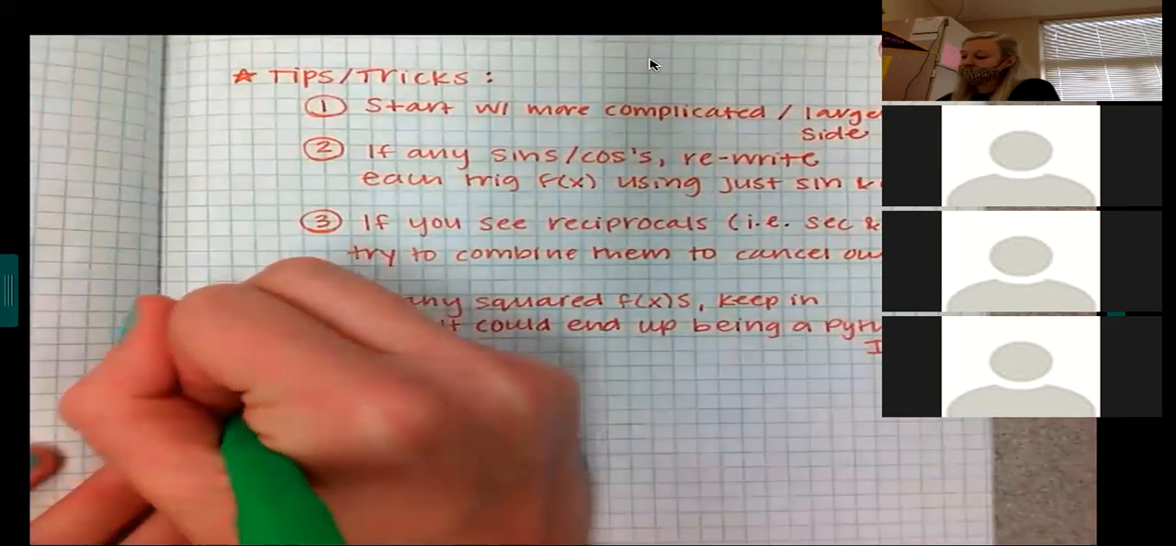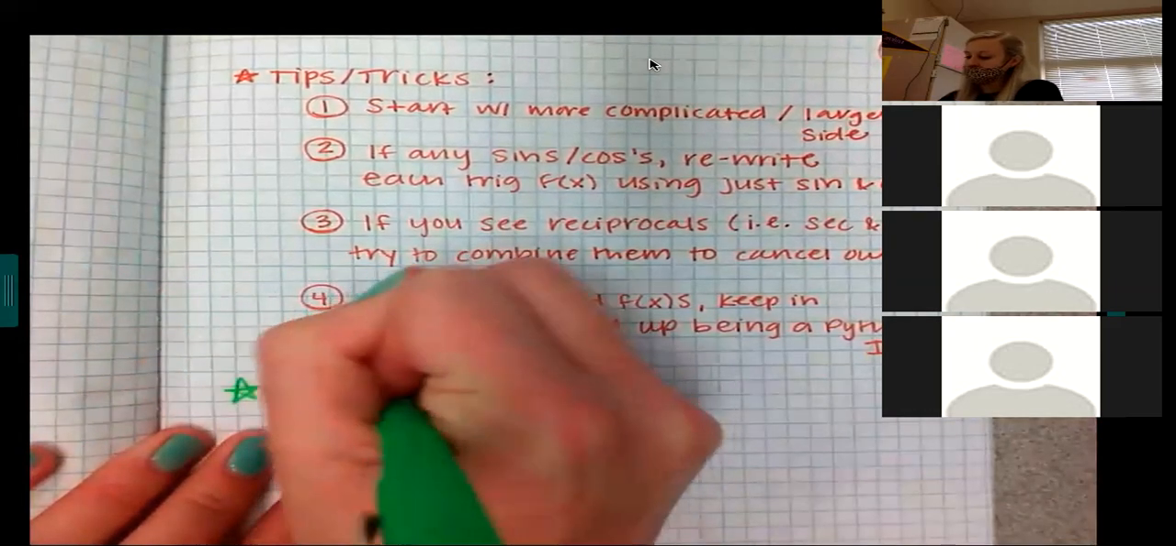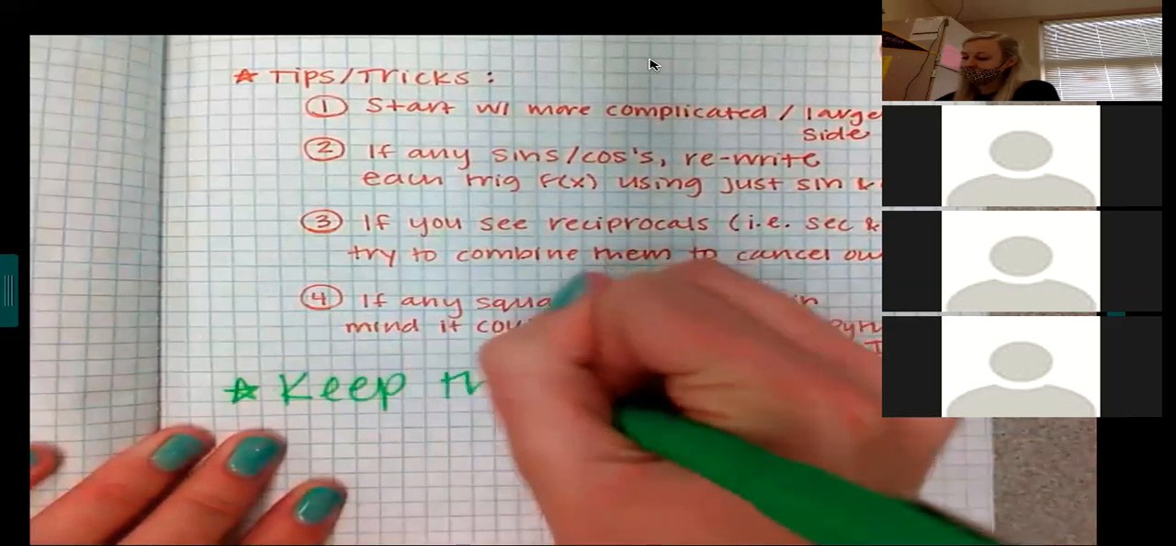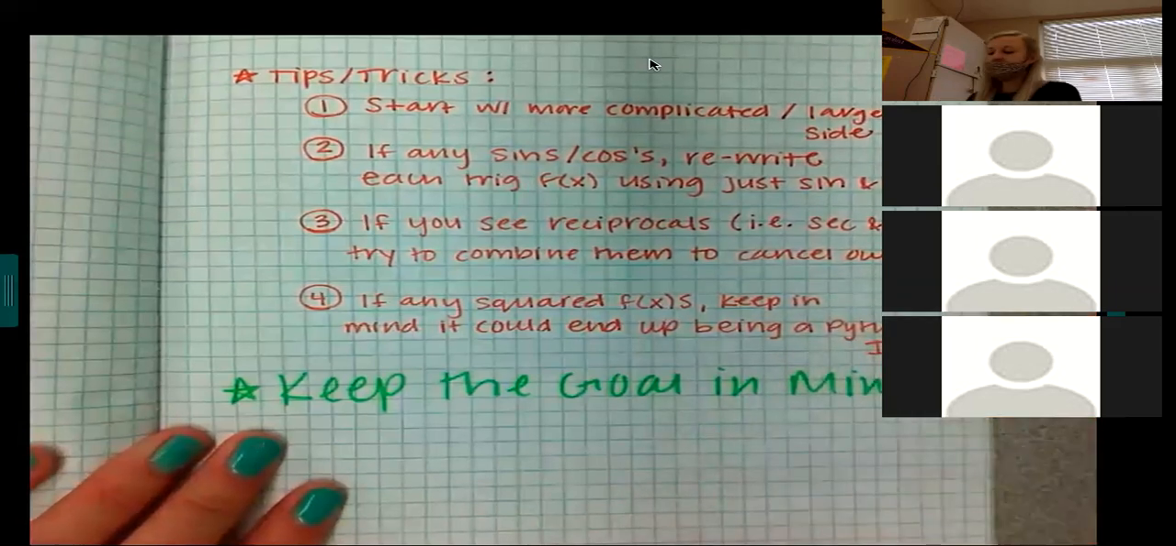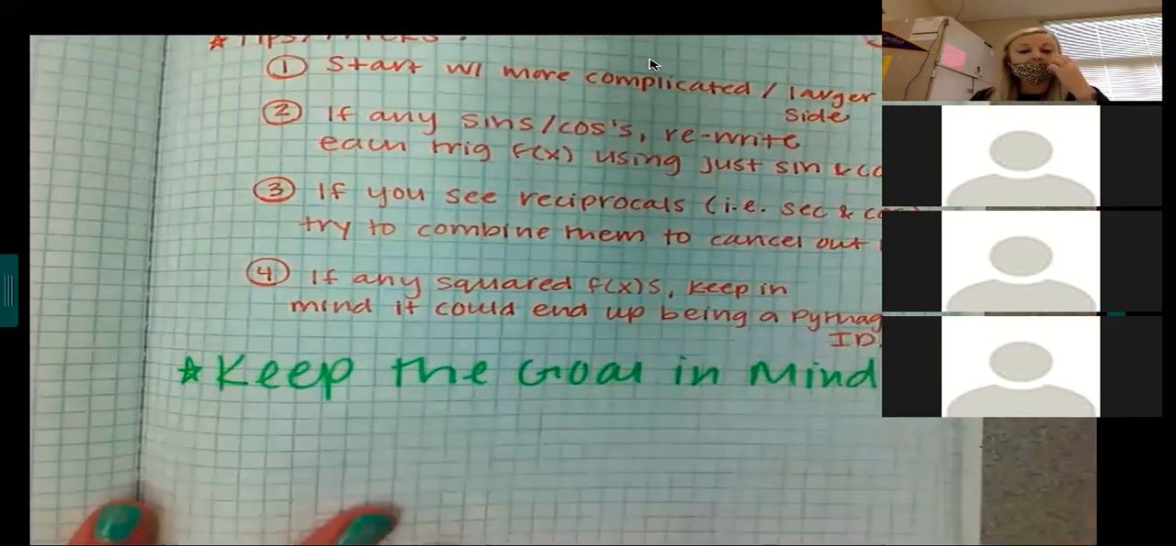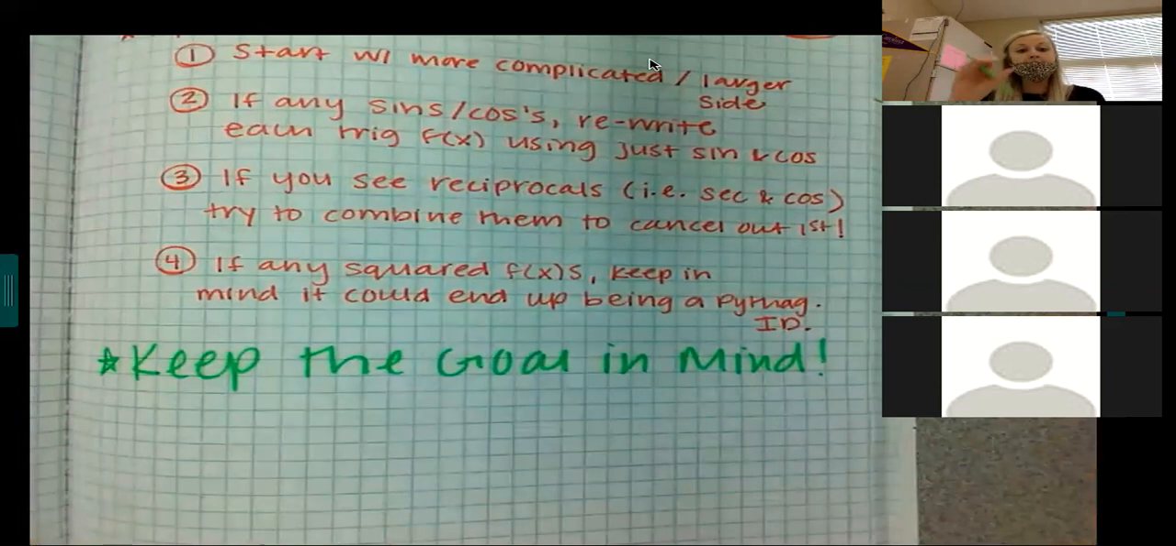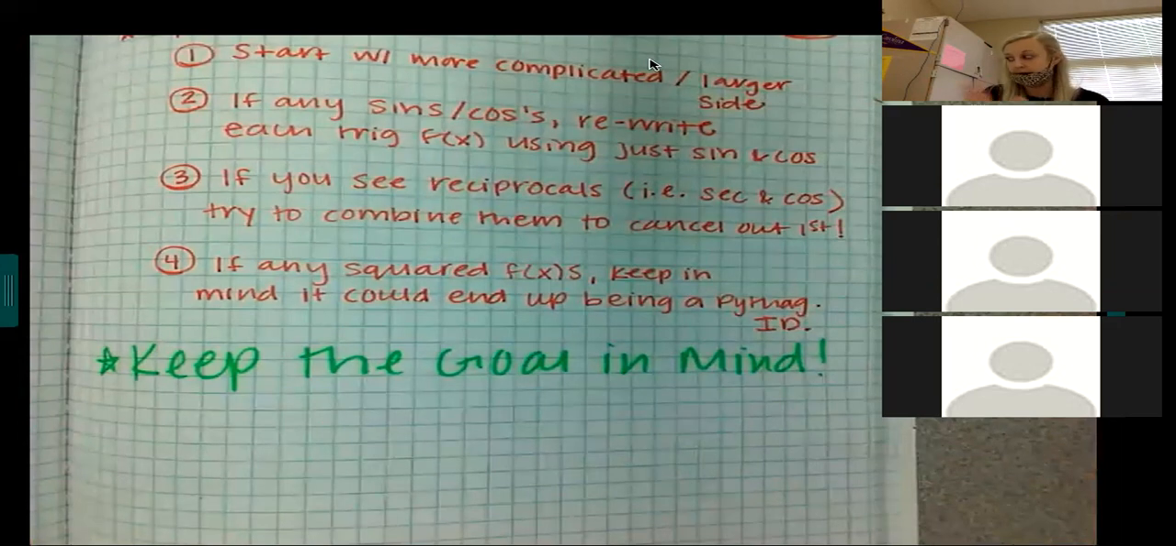All right, this is the most important one for life, for anything. I'm getting inspirational on y'all today. Keep the goal in mind. Keep in mind whatever you're trying to make it look like. How can I make it look like that right side? If the right side has a sine, let's try rewriting with sines and cosines. If the right side just equals 1, we're probably going to use an identity, a Pythagorean identity, okay? Keep your goal in mind.